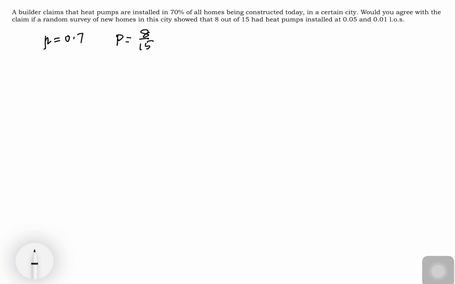So here from this itself you can see that N is equal to 15. Okay, so the sample they have chosen is 15, and out of 15, 8 have installed the heat pumps. So let us frame the hypothesis. H naught is, of course, P is equal to 0.7. So here they do not tell whether increased or larger than or lesser than or decreased. So the alternate hypothesis will be P not equal to 0.7.